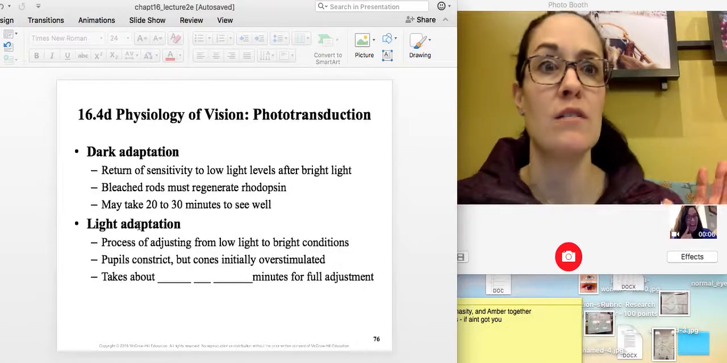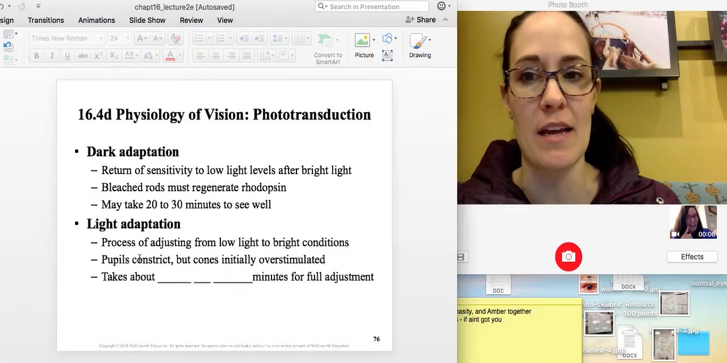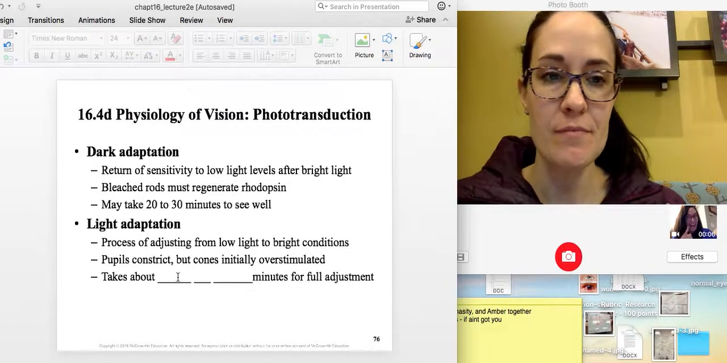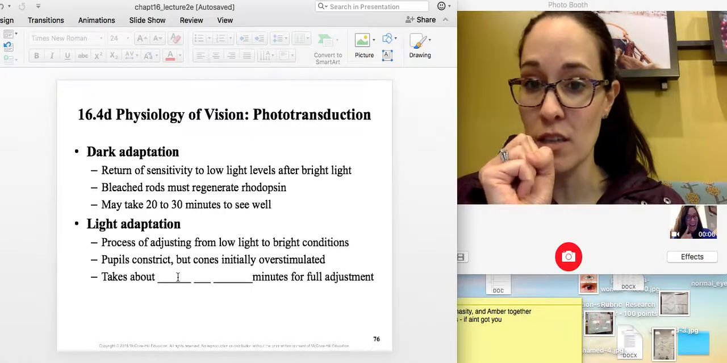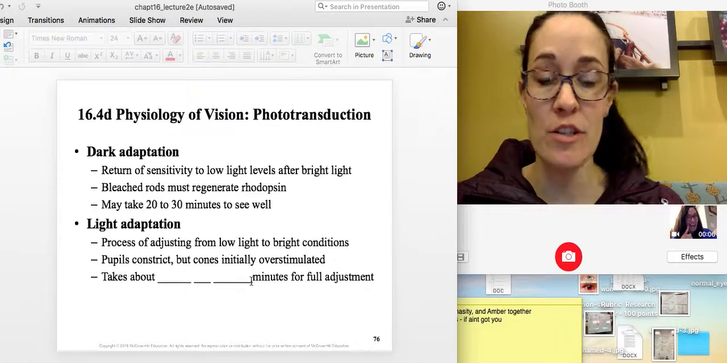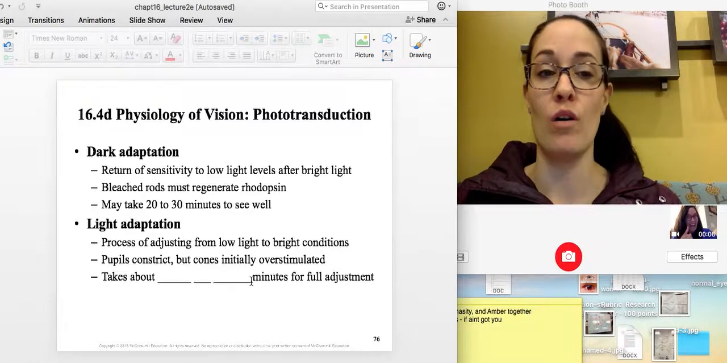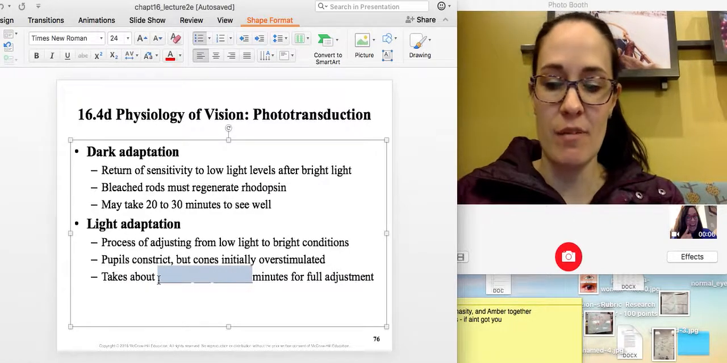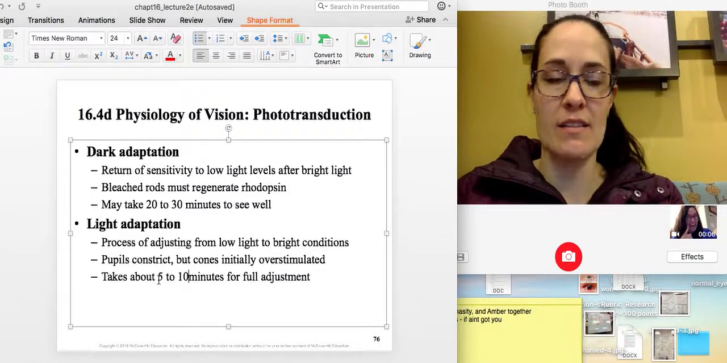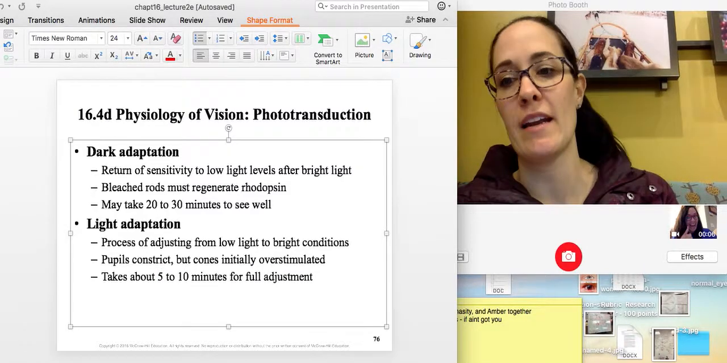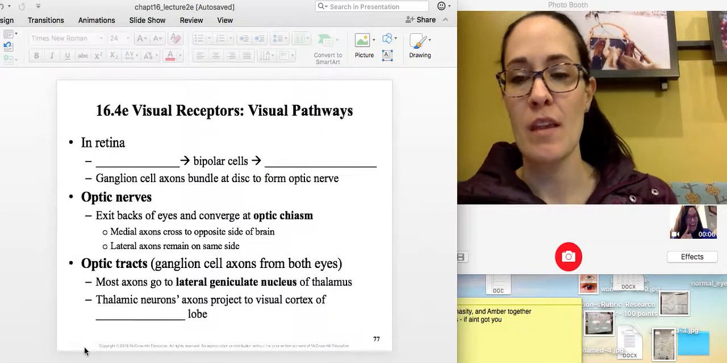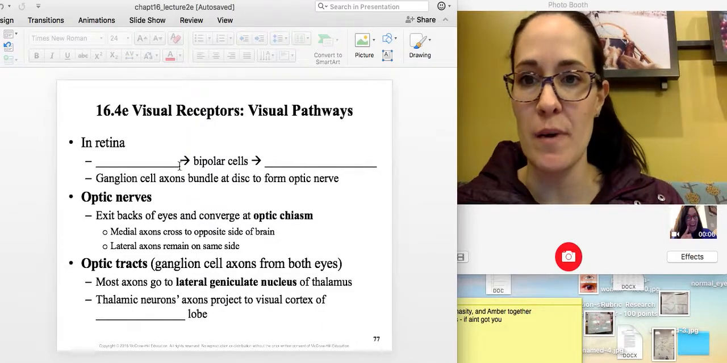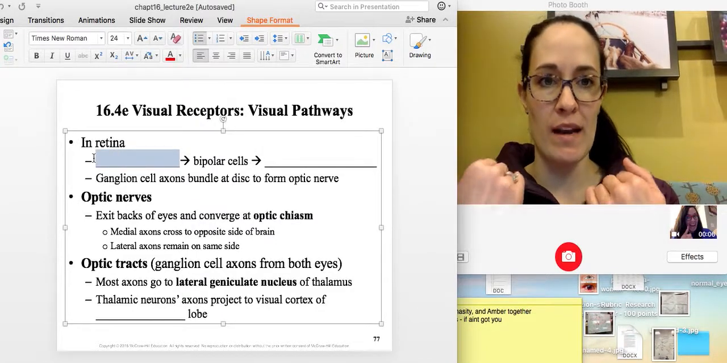Theater to into the light. It's called light adaptation. The pupils will get smaller. Initially, your cones are like, whoa, whoa, but it takes way less time. It takes about 5 to 10 minutes to adjust to the light environment. So again, I already talked about this, but okay, light gets to the back of the retina.